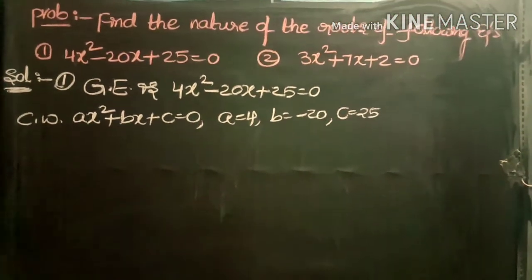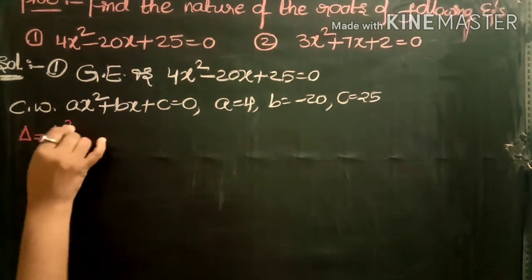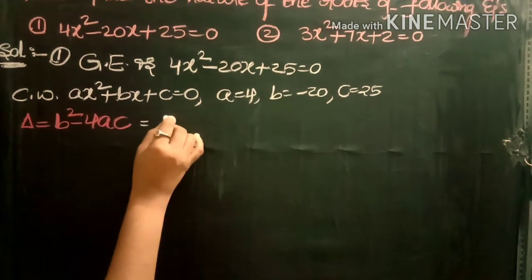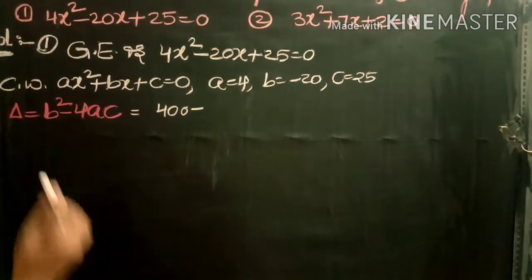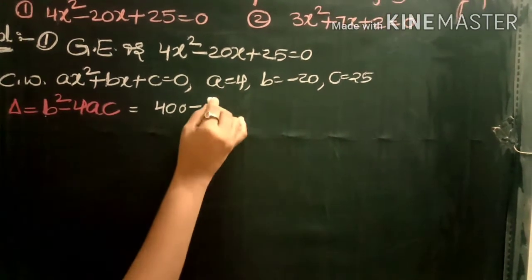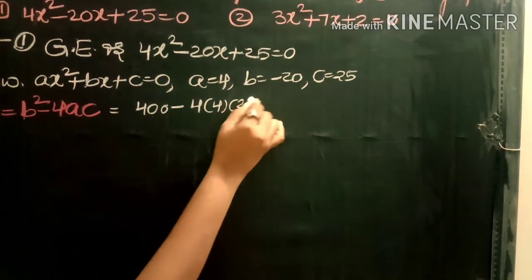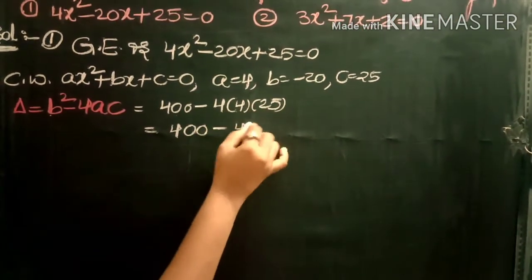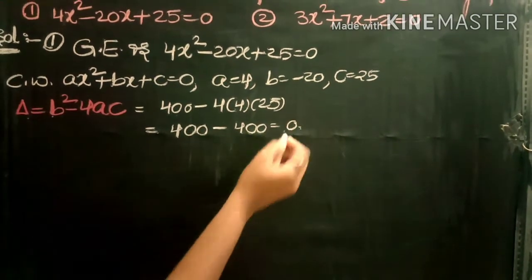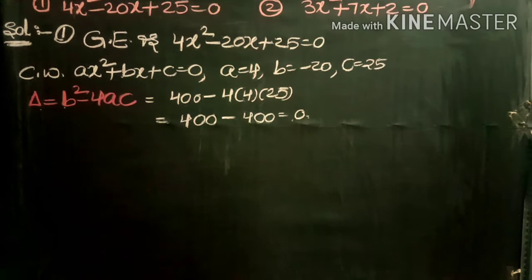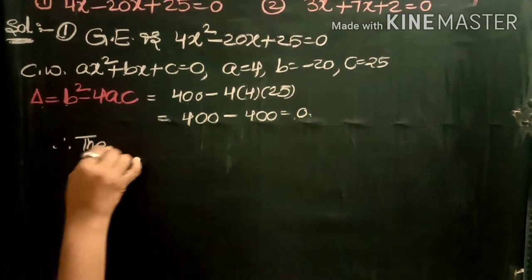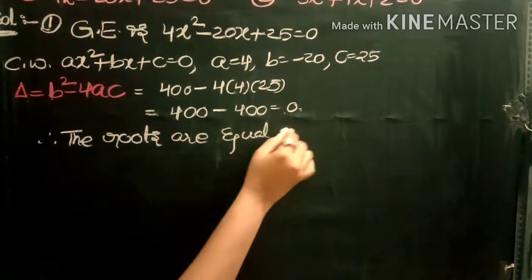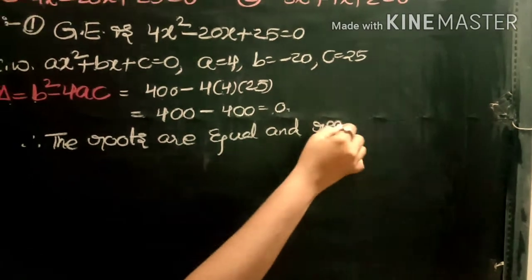Now we are finding the value of delta, that is the discriminant. Delta is equal to the formula b square minus 4ac. Now replacing the values, this is equals to minus 20 whole square, that is 400, minus 4 into a value 4 into c value 25, that is 400 minus 400 equals to 0. So delta equal to 0. Delta equal to 0 means the roots are equal and real. Therefore the roots are equal and real. Now this is the first answer.